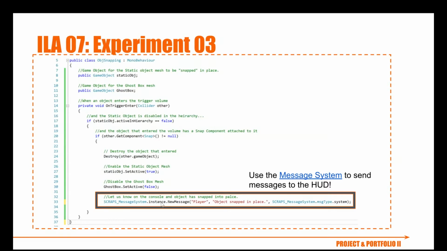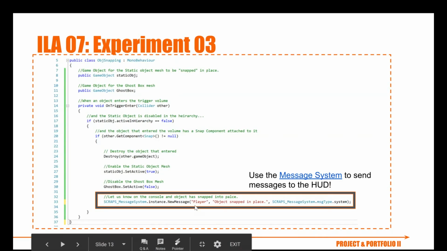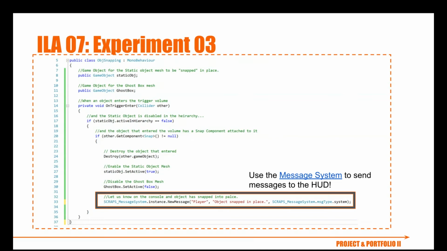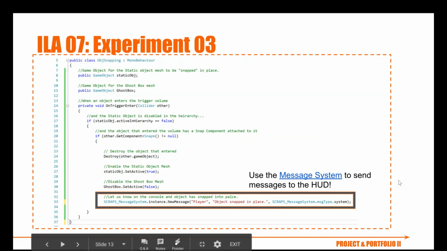So you can say ScrapsMessageSystem.instance.NewMessage, and then you basically can say who is saying the message, and then what the message is, and then we have in place a type of message. That will change the color of the actual sender message. So system is yellow, good is green, and bad is red. So you can communicate that way as well based on the sender color.